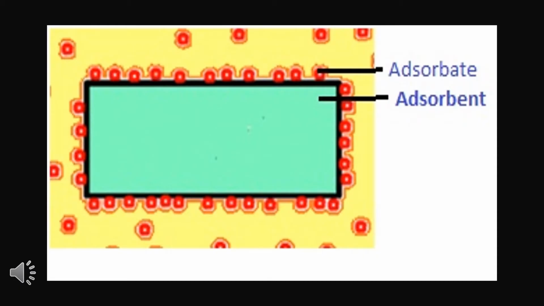This picture also tells about the process of adsorption. Here some small red colored gas molecules are adsorbing on the surface of another substance. That is, the adsorbate molecules are represented with some red colored markers, and the light green colored substance on which the adsorption takes place, that is called adsorbent, is shown by green colored surface. So this is the process of adsorption.